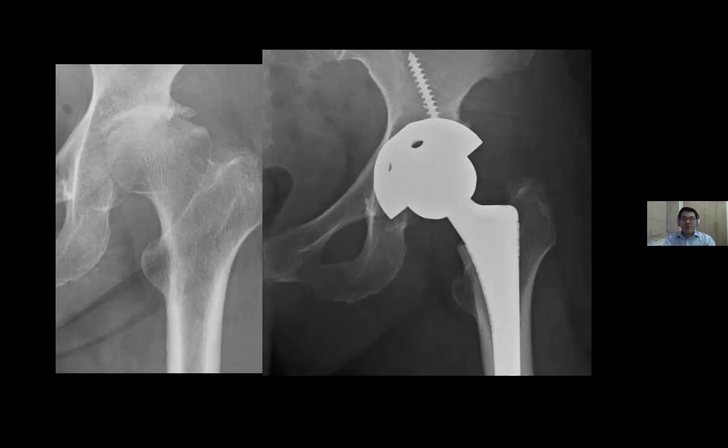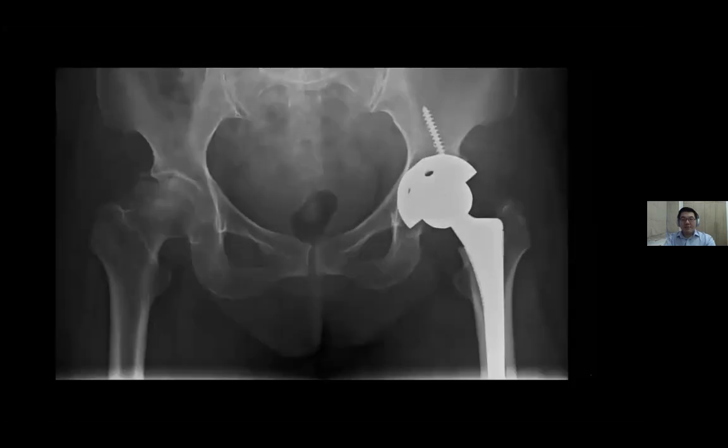But the screw does serve a very useful function immediately after surgery itself, because that gives us confidence to allow the individual to stand and walk as soon as possible without fear of the cup moving. So unfortunately for this individual, the other side also was involved.